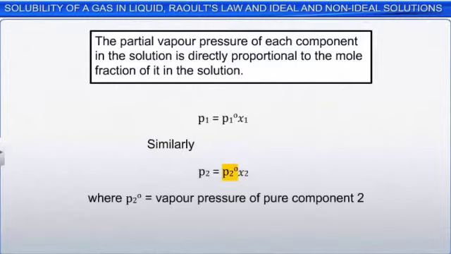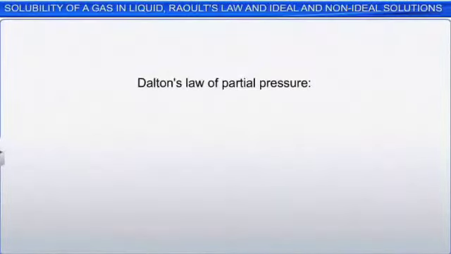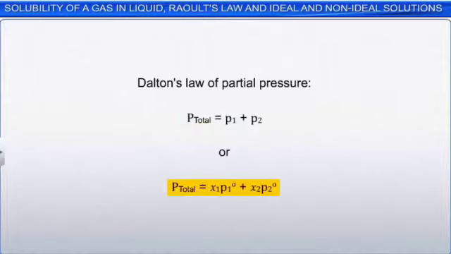Now, if you apply Dalton's law of partial pressure, the total vapor pressure of the mixture would be equal to the sum of the individual partial pressures of the component 1 and 2. That is, P total is equal to P1 plus P2, or P total is equal to X1 P1 naught plus X2 P2 naught. Let this be equation number 1.